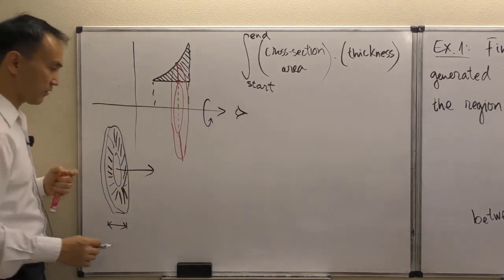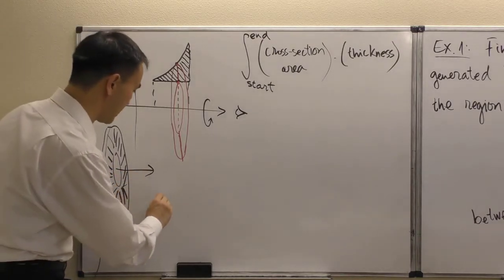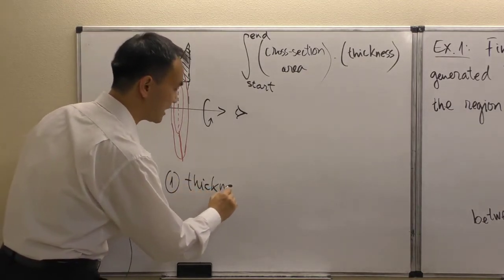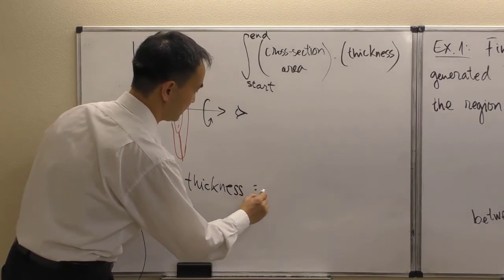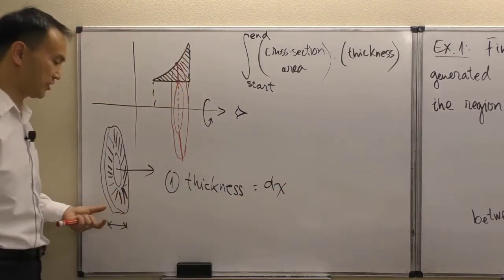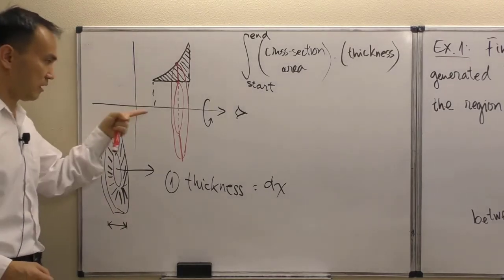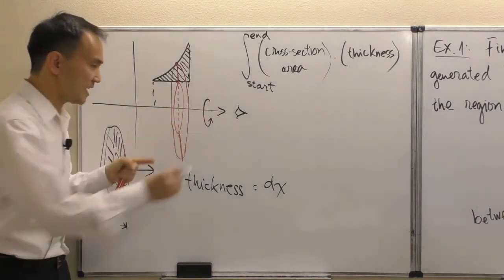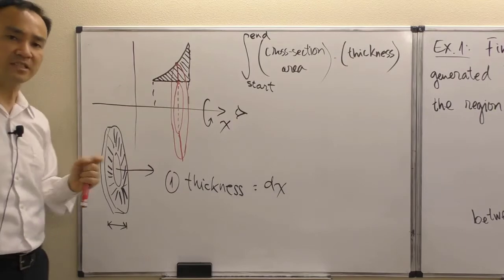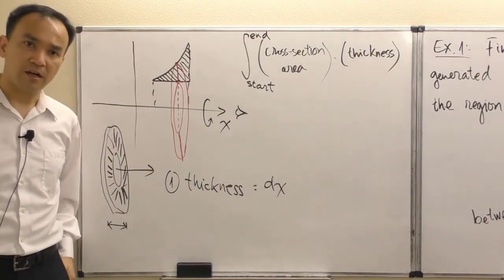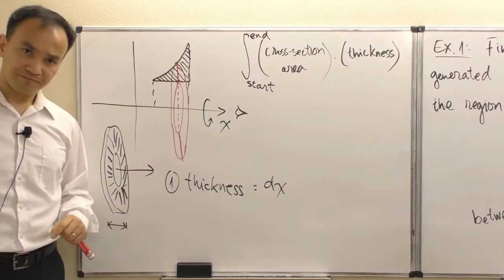So in this way, it makes perfect sense that now step one, our thickness is quickly and easily recognized to be the dx expression. It's just the infinitesimally small change with respect to the x-axis here. That's because that's the way we place our cross sections. Okay, so that's the thickness.